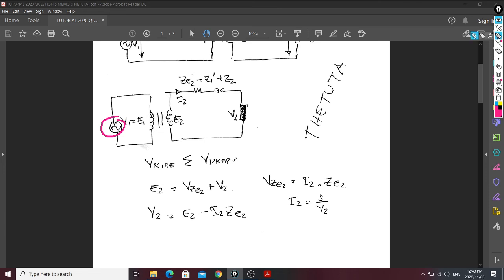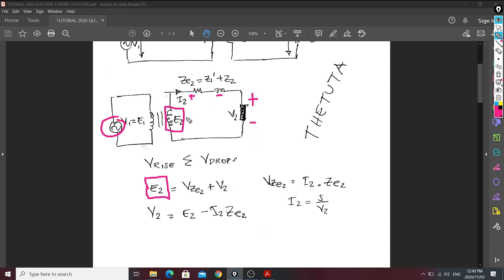This is the mutual induction; there will be a flux induced here, which in this case is the rise voltage. Can you see? We have a rise voltage, which is the induced E2. So we say the current into a component is positive, out of the component, negative. In the component, positive, out of the component, negative.